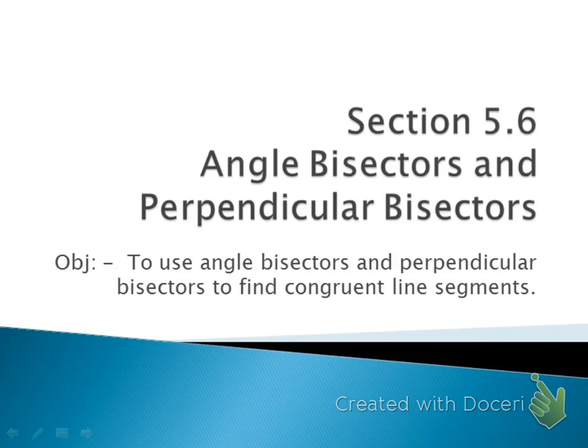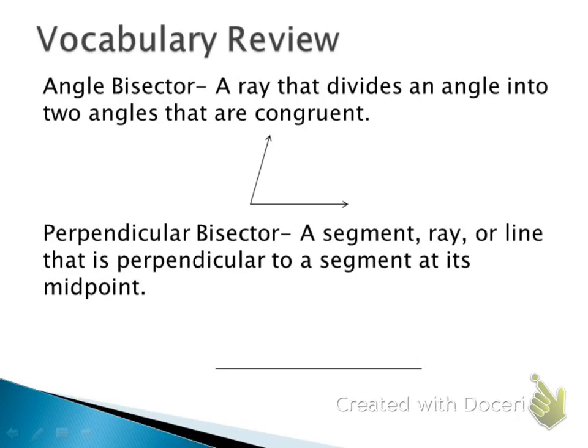Before we get into this any further, I want to review the definition for both of those. These are first semester definitions. You do not need to write them, but here they are. So, an angle bisector is a ray that divides an angle into two angles that are congruent.